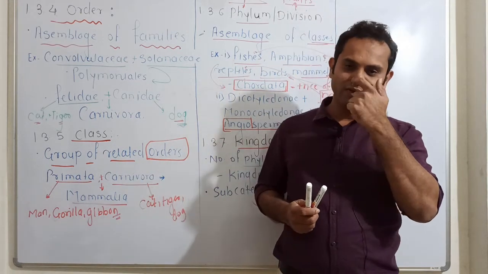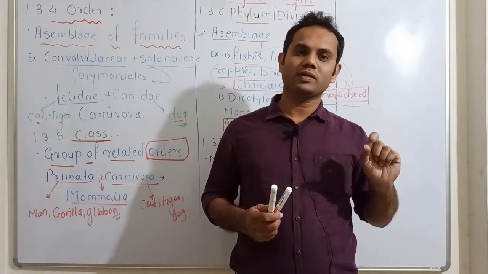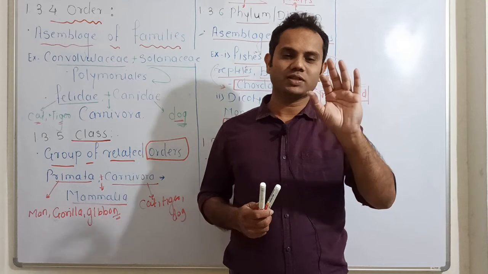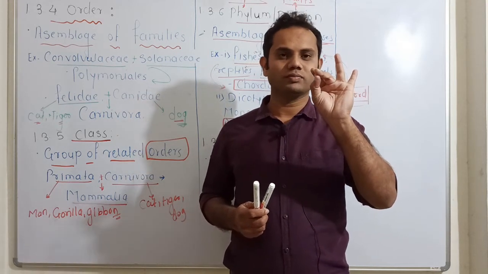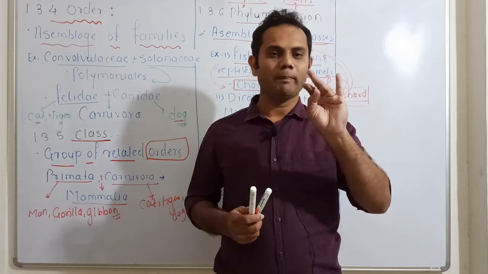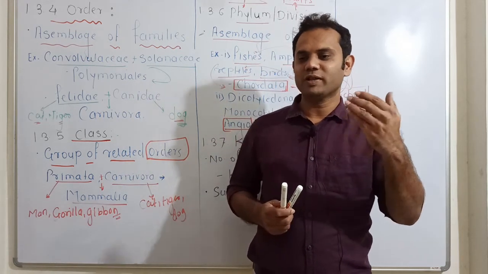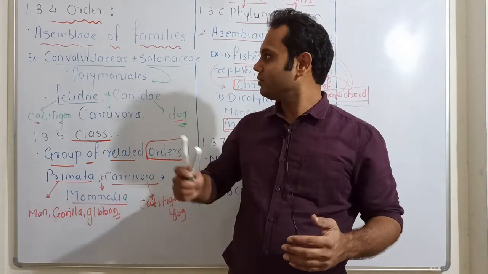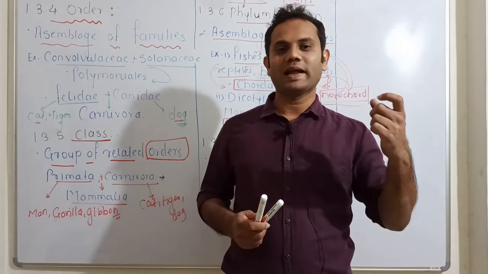Here you have been given one table where you have the taxonomic classification of 4 different organisms, which contains human being, that is man, then house flies, mango, and wheat. In the next video we'll separately discuss that. Here that will end our topic, that is the taxonomic categories.